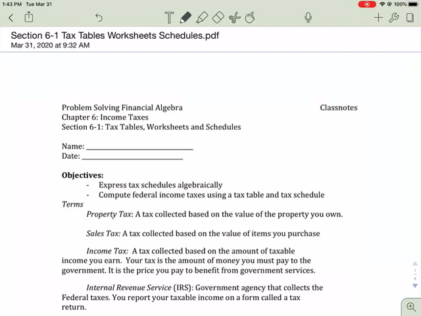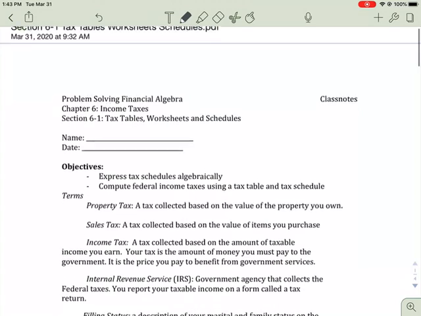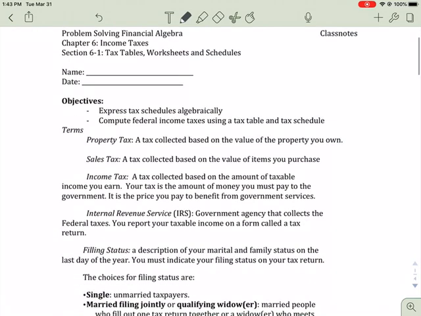All right, hello everyone. Today we're going to start chapter 6, which is all about income taxes. This is where we're headed. So today we're going to take a look at tables, worksheets, take a look at how to express things algebraically, and then talk about some federal income taxes as we work through.